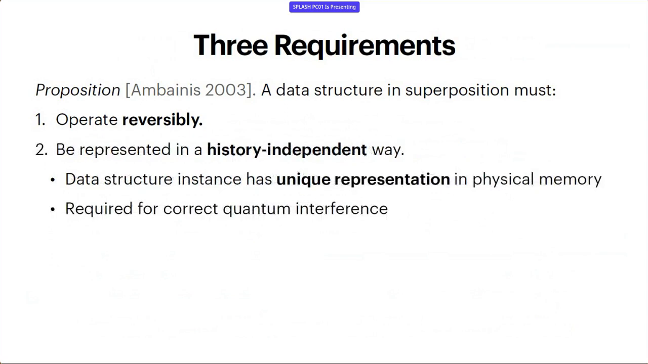The next requirement is something called history independence. I'll talk more at length about what this means, but briefly it means that an instance of a data structure, a specific set containing a specific collection of elements, must actually have a unique representation in physical memory. This requirement enables an algorithm to exhibit the correct kind of quantum interference to get that speedup.